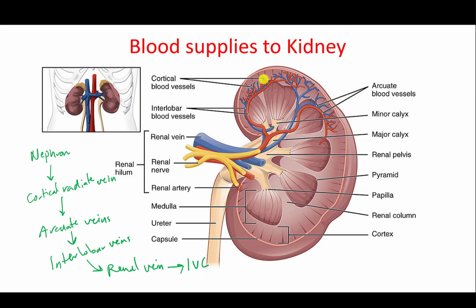So it will start again here with the cortical radiate veins. These are draining blood from the nephrons. These will merge into the arcuate veins. We said the arcuate are the ones running on the base of the pyramid. Then they will go down the pyramid into the interlobar veins, and from the interlobar veins, it will directly go to the renal vein, which will take it to the inferior vena cava. So it's kind of the opposite direction.